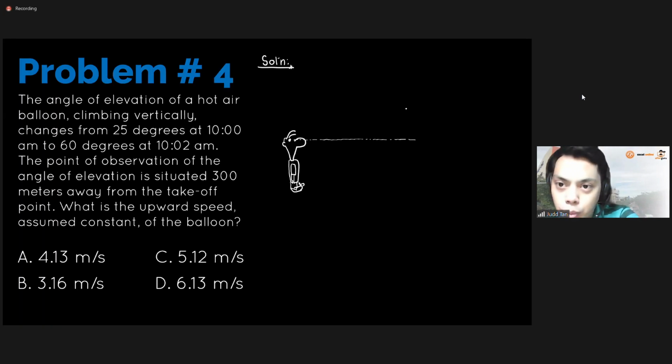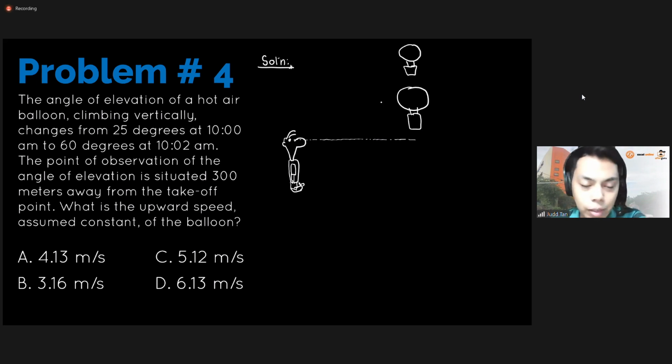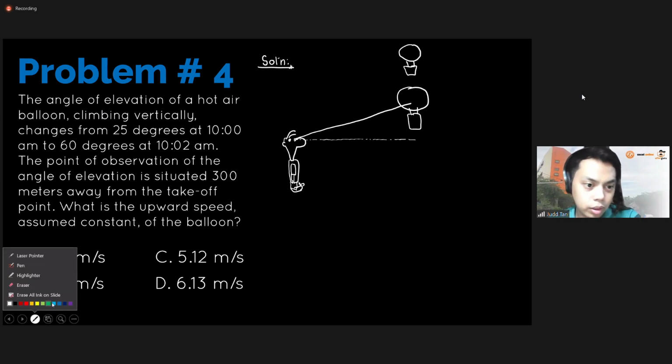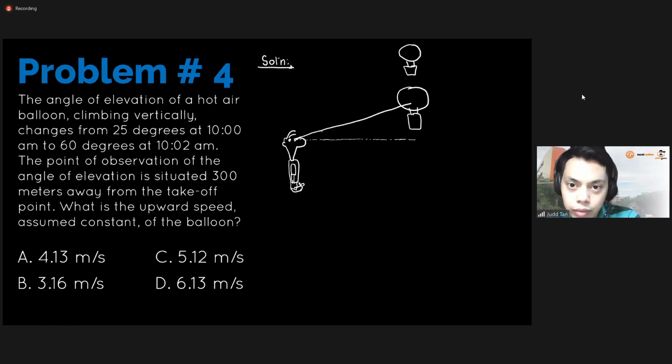Okay? So yung balloon, kunyari dito pa nag-start yung balloon. Umaakyat yung balloon, no? In a straight line. It's rising upwards. And yung elevation or angle of elevation are changing. So yung first angle of elevation is 25 degrees. So this is another color, no? 25 degrees.